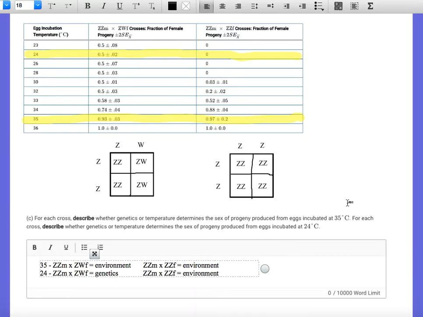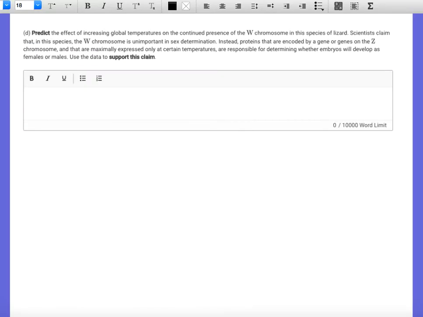Okay, cool. So the last part of the question here: Predict the effect of increasing global temperature on the continued presence of the W chromosome in this species of lizard. Scientists claim that in this species, the W chromosome is unimportant in sex determination. Instead, proteins that are encoded by a gene or genes on the Z chromosome and that are maximally expressed only at certain temperatures are responsible for determining whether embryos will develop as females or males. Use data to support this claim. Well, okay, so predict the effect of increasing global temperatures.